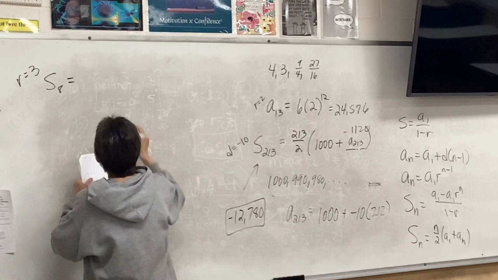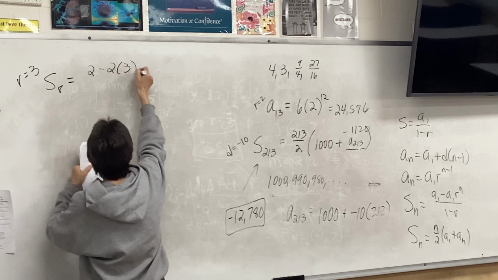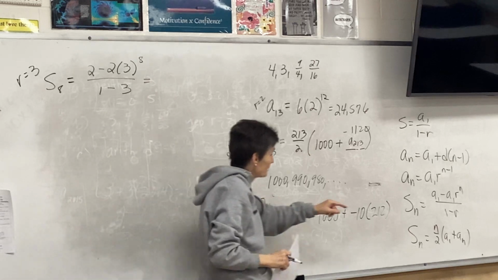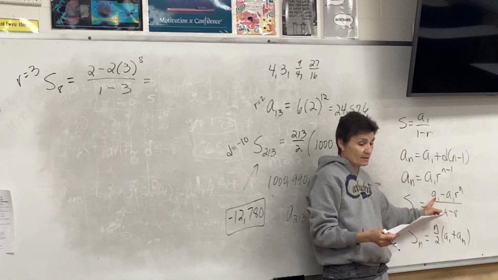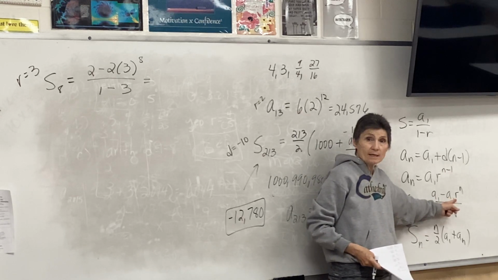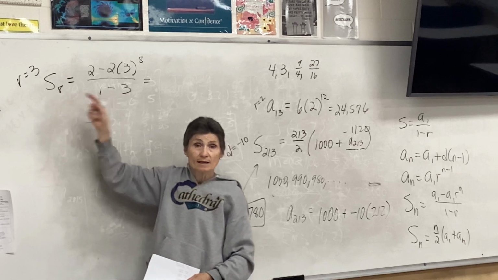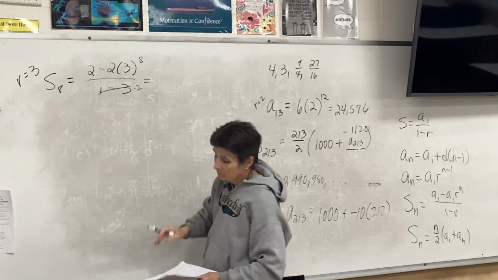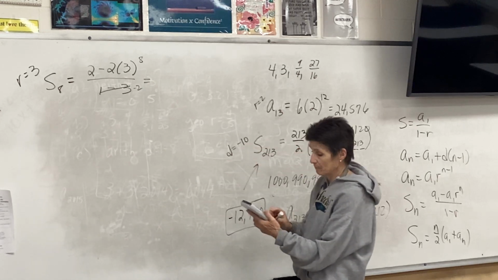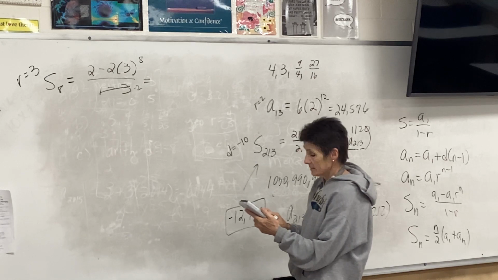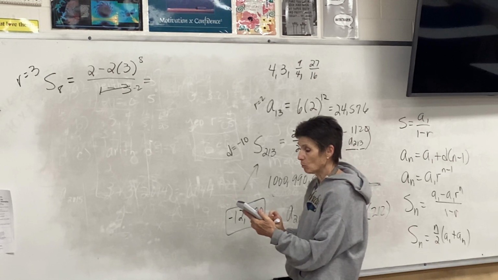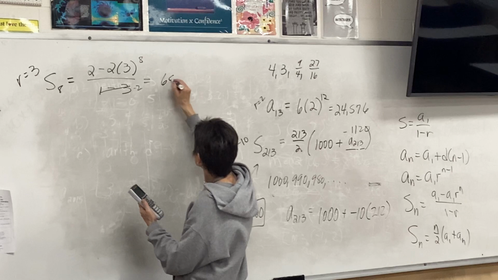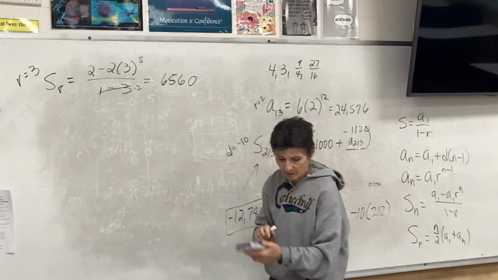So let's see, the first term minus the first term times the ratio to the 8th over 1 minus the ratio. So just a plug and chug right into this formula. We know our first term is 2. We know our ratio is 3. And the problem tells us that n is 8. Now, make this 1 minus 3. Just make that negative 2. Get that subtracted before we start. Then 2 minus 2 times 3 to the 8th equals, don't forget the equals, divided by negative 2. 6,560 is the answer to that question.